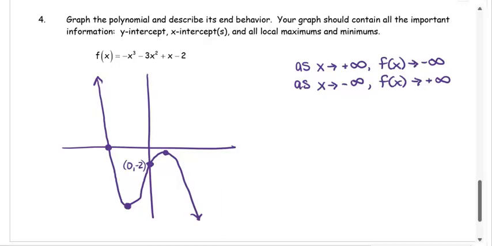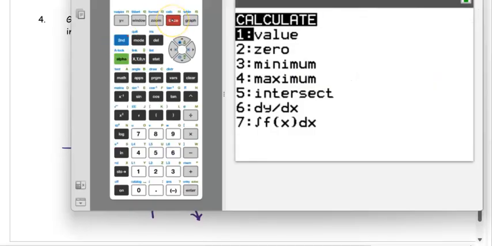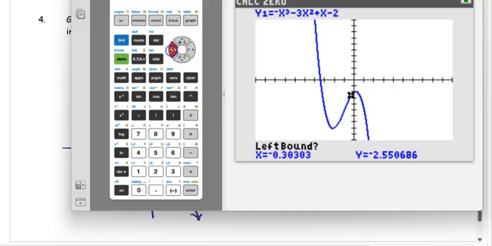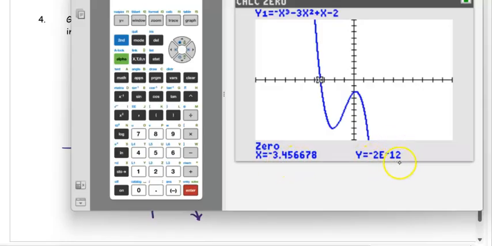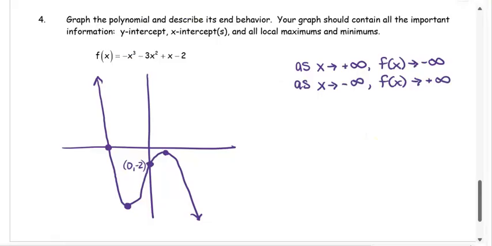I also want my x-intercept. I'm going to do second trace. That is my 0. I'm going to arrow so I am on the left of it. Click enter. And I'm going to arrow, come on back down, so I'm on the right of it and click enter. And then I'll take a guess. And I see that I am at negative 3.457. This right here is just having some rounding error. That means 0. So I have negative 3.457, 0.